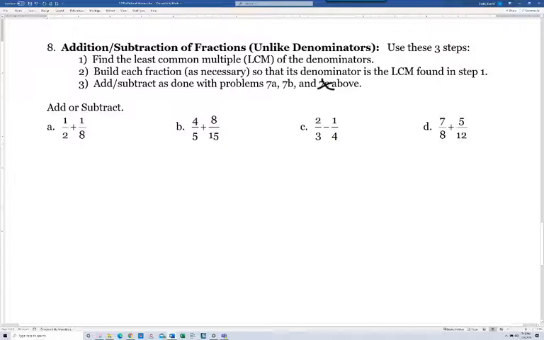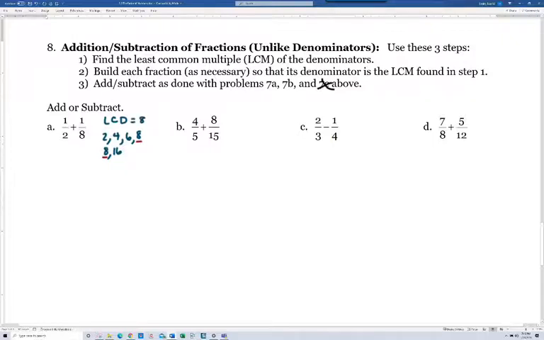So let me show you how this works. First of all, we're looking for the LCD, or the LCM, of the denominators. In another video, I talked about how to find LCMs and GCFs. To find a least common multiple, we basically look at the multiples of 2 and the multiples of 8. So we have 2, 4, 6, and 8. Those are the multiples of 2. For 8, I'll do 8 and 16. But you can see that the first multiple of 8 is a multiple of 2. So 8 is our least common multiple, or it's going to be the LCD for this problem.